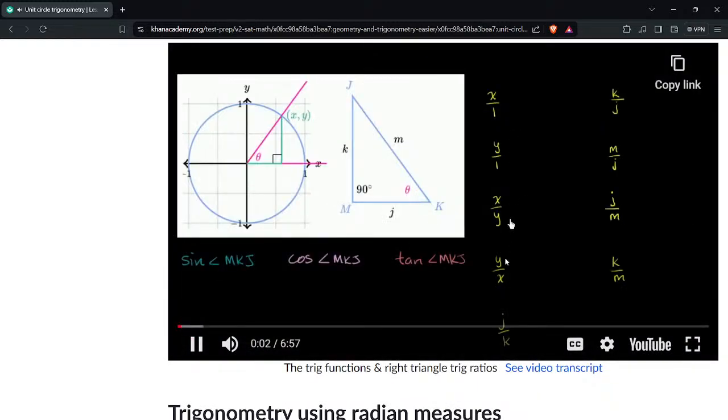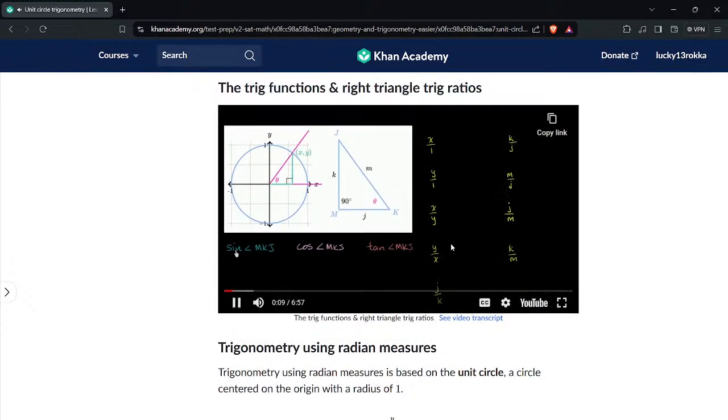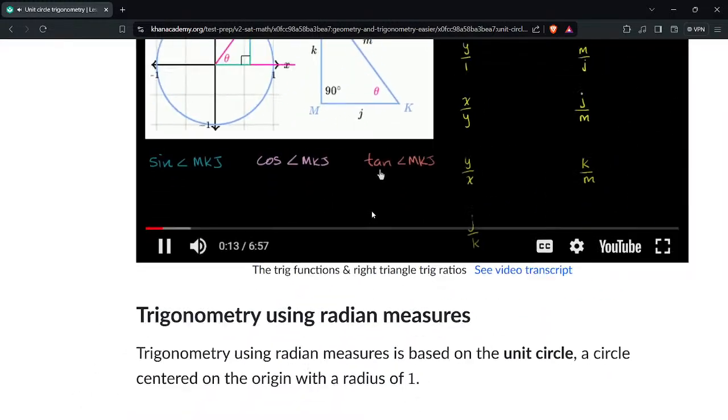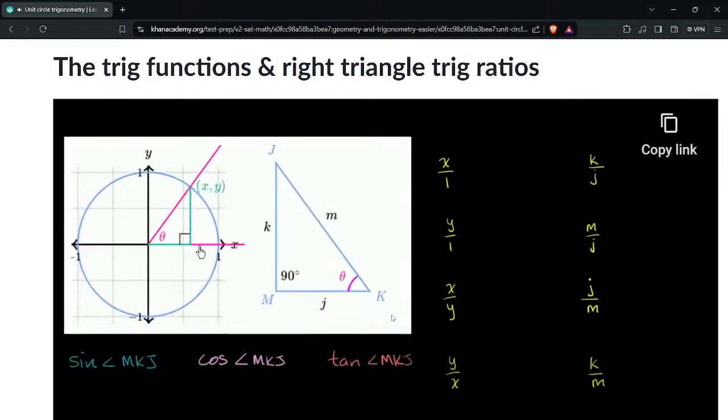On the right-hand side, we have a bunch of expressions that are just ratios of different information given in these two diagrams. And then over here on the left, we have the sine taken of angle MKJ, cosine of angle MKJ, and tangent of angle MKJ. And angle MKJ is this angle right over here, same thing as theta. So these two angles have the same measure. We see that right over there. And what we want to do is figure out which of these expressions are equivalent to which of these expressions right over here. And so I encourage you to pause the video and try to work this through on your own.